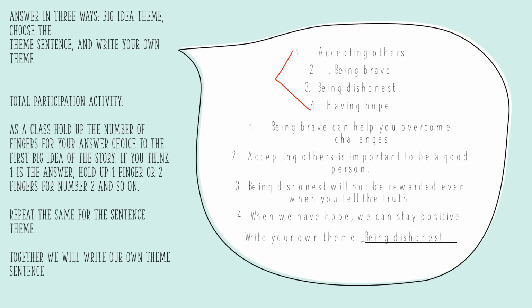And for writing your own theme sentence, I would model this here. You can use sentence starters, but I would want to have students talk amongst their groups or partners or elbow partners about what they learned about being dishonest. And so we can write that as a class right here. So being dishonest makes other people not trust you. Being dishonest is not a good character trait because others don't believe you. Basically, we're putting the theme sentence into our own words here.